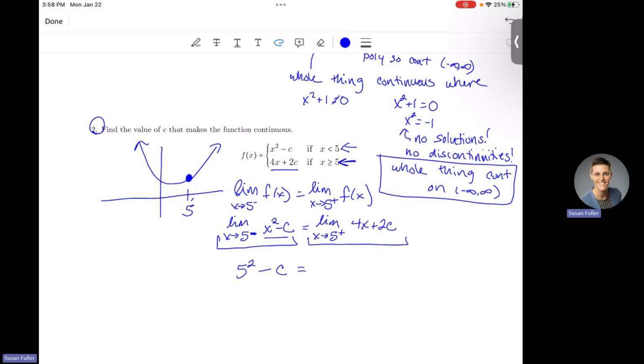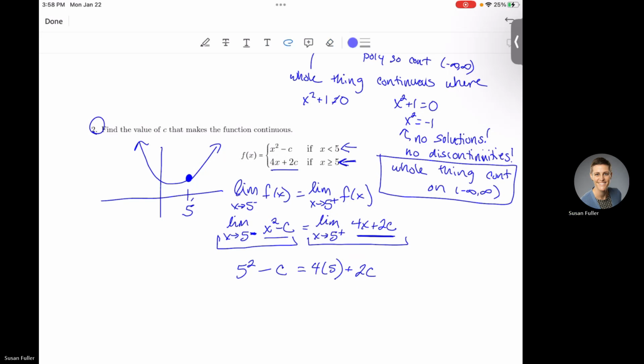And I'm going to evaluate this limit over here on the right. The limit as x approaches 5 from the right of 4 times x is 4 times 5. I'm just plugging that in. And then the limit as x approaches 5 of 2 times c is whatever 2 times c is. So this is my limit from the right. This is my limit from the left.